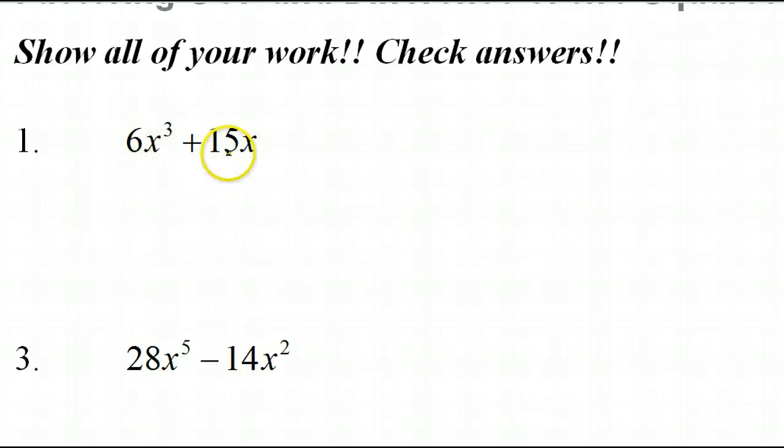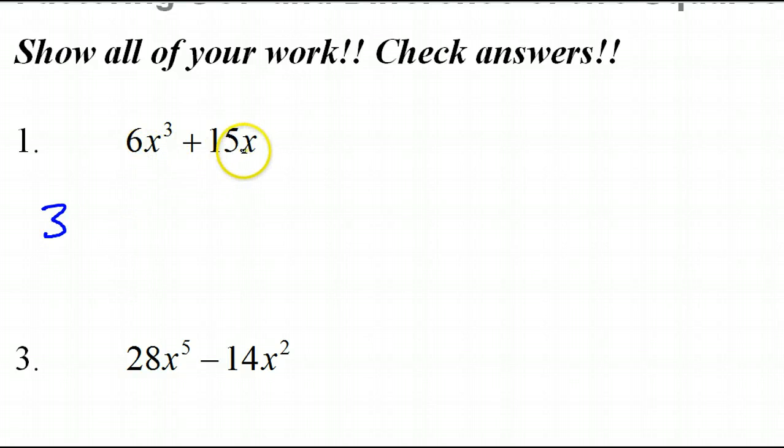So if we look at the number part, what number divides into 6 and 15 other than just 1? Hopefully 3 occurs to you very quickly. Is there any other number that divides into 6 and 15? Be careful to consider the 6 itself. Does 6 divide into 15? Because it definitely divides itself. Well, no, 6 does not go into 15. So 3 is the greatest common factor between 6 and 15. So we're definitely going to have 3 as part of the common factor.